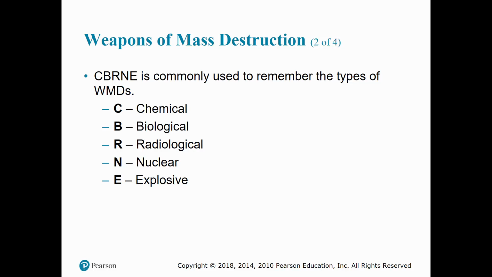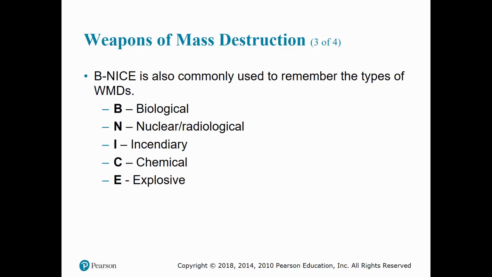CBRNE is a mnemonic that is used to help remember the WMDs or agents that may be employed in a terrorist attack. C being chemical, B biological, R radiological, N nuclear, and E explosive. BE NICE is another one used to help remember. B is biological, N nuclear, radiological, I incendiary, C chemical, and E explosive. Ultimately, it just depends on which one you prefer, which one you're able to remember.